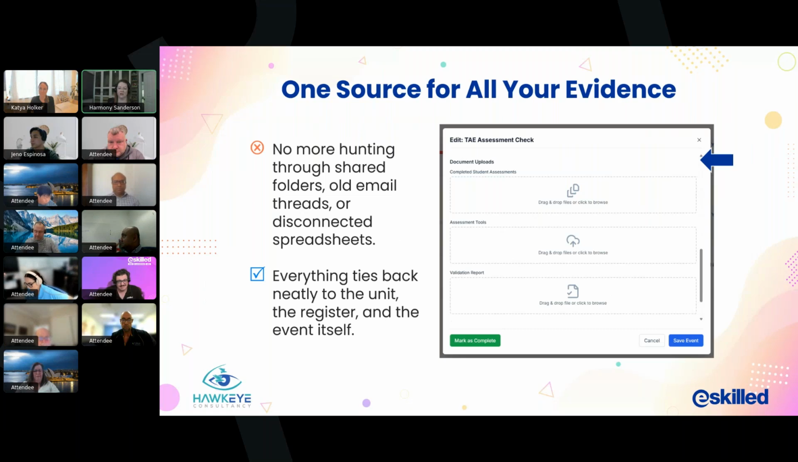One of the biggest frustrations that RTOs tell us about the validation process is how scattered the evidence can be. With eSkilled, everything's centralized. You can upload student samples, assessor guides, blank assessment tools, completed validation reports, and any supplementary evidence directly into the validation records. So you don't have to hunt anymore through shared folders, old email threads, or spreadsheets for all of that evidence. Everything ties back neatly to the unit, the register, and the event itself. So when it's time to prove compliance, you don't have just the paperwork. You have a structured system-based audit trail that's ready to go.